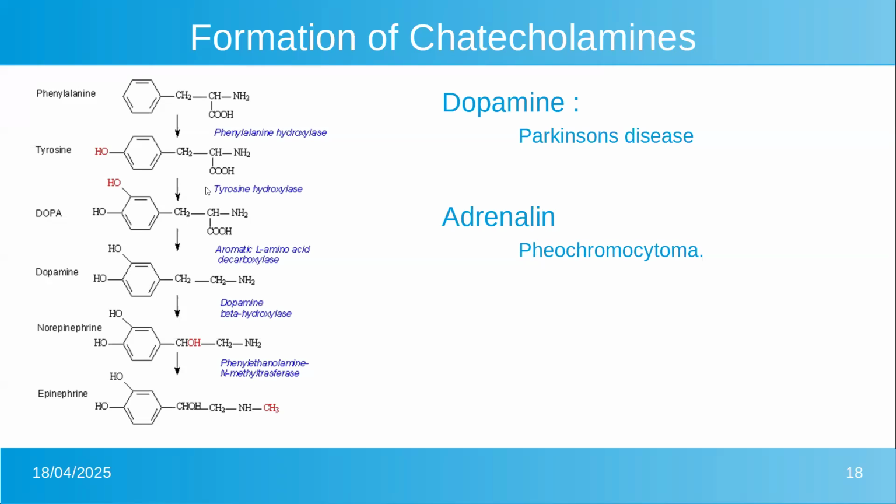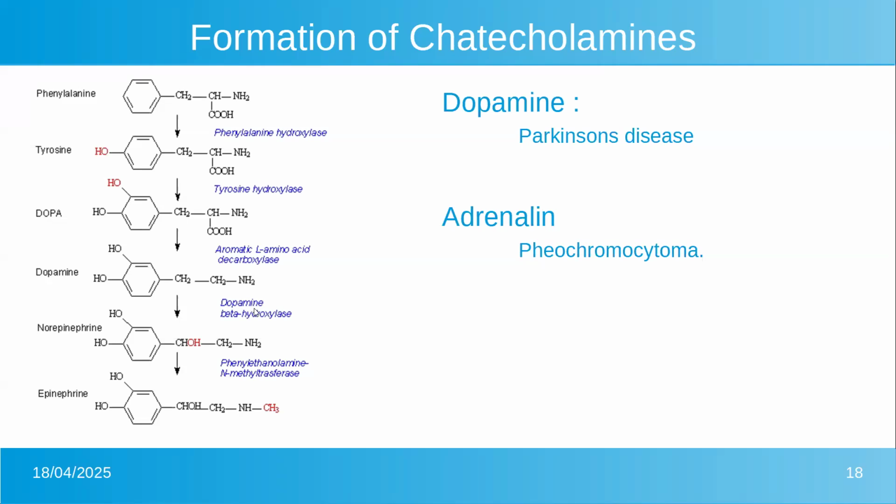Then there's a tyrosine hydroxylase. 2 OH groups get added. Then there is a decarboxylase reaction. What is decarboxylase? CO2 comes out. When the CO2 comes out, what we get is dopamine, right? Phenylalanine, 1 OH group tyrosine, 2 OH group dopa. Then you lose the carbon dioxide, it forms dopamine, right?